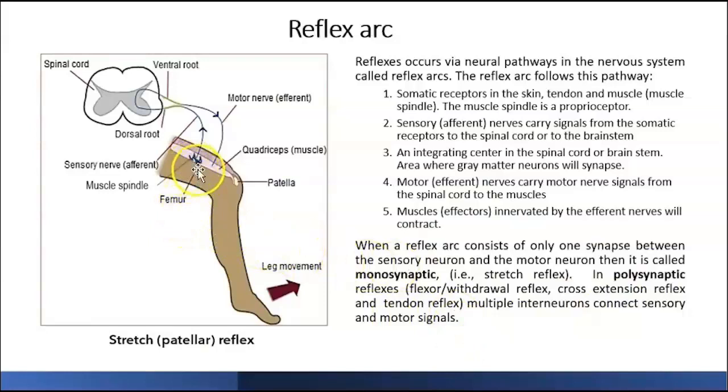The stimulus is number 1. It's going to happen at the level of the muscle spindle. Number 2 is the sensory nerve. Number 3 is the spinal cord. Number 4 is going to be the motor neuron. And number 5 is going to be the muscle. One additional step that you need to remember, if you want to contract a muscle, the other one on the opposite side must relax.